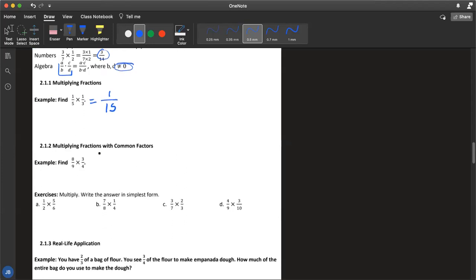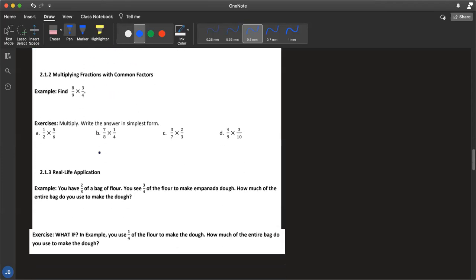Okay, now multiply fractions with common factors, right? So when we're looking at this, we can see we have common factors between these. And so I can go across and factor out, because 9 and 3 are factors. So 3 goes into 9 3 times, and that's what I'm left with. And 4 goes into 8 2 times, and this is what I'm left with. So this one would be 2 over 3.